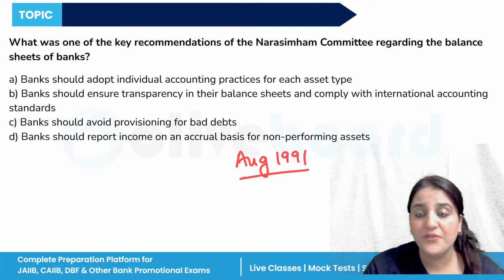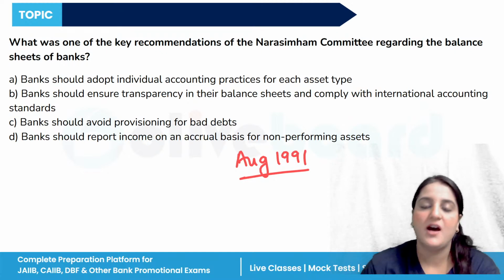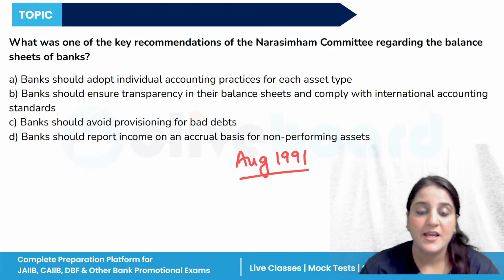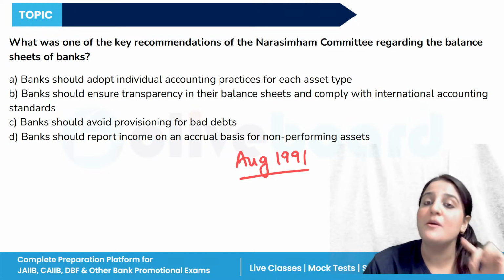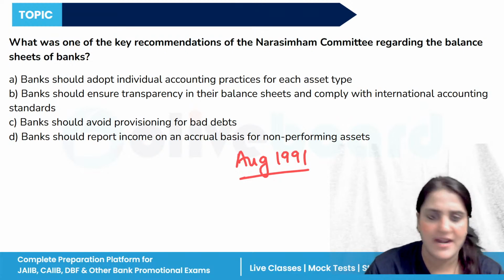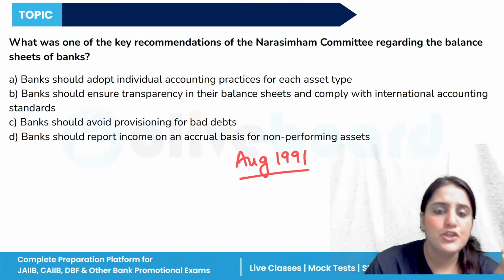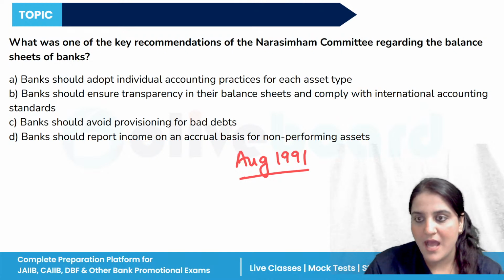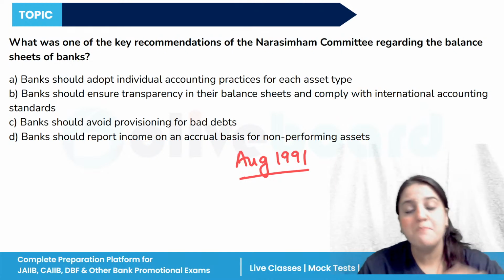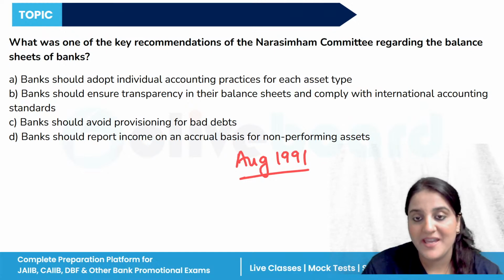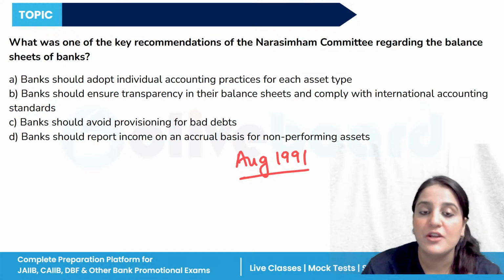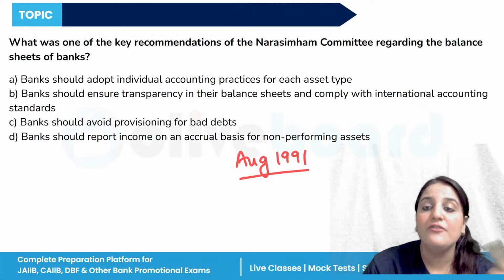And one of the important recommendations of the Narasimham committee was that balance sheets of the banks should be transparent and also comply with the international accounting standards. The committee recommended that banks should adopt uniform accounting practices in regard to income recognition and bad debts. Okay, in particular, income recognition of non-performing assets should not be on accrual basis but on record of recovery.